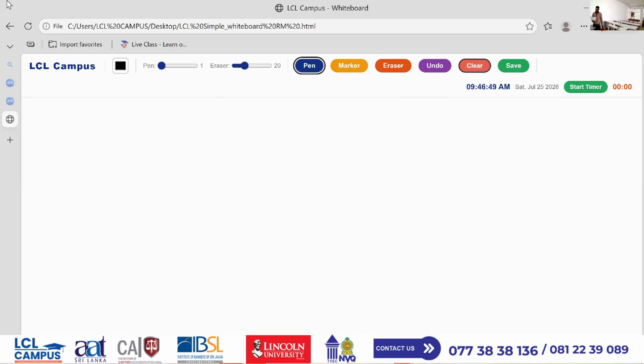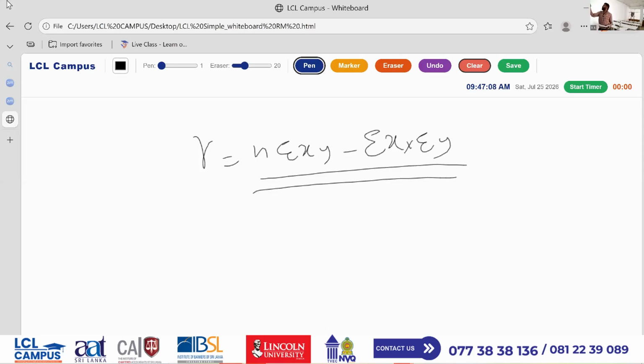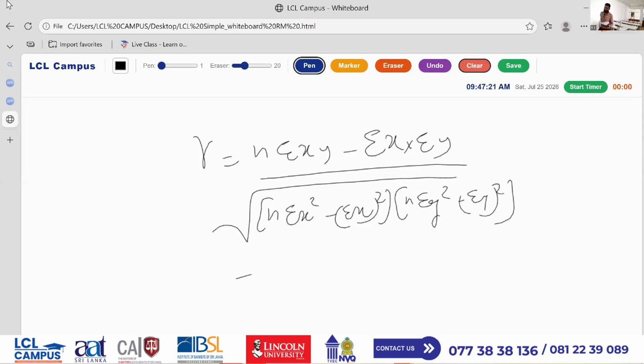The following summary statistics are provided in relation to the variables x and y. Based on the above data, the correlation coefficient between them. What is the formula for the correlation? r equals n sigma xy minus sigma x into sigma y over square root of n sigma x squared minus sigma x whole squared, into n sigma y squared minus sigma y whole squared. Just substitute. n means the number of observations, and they have given n is 5.